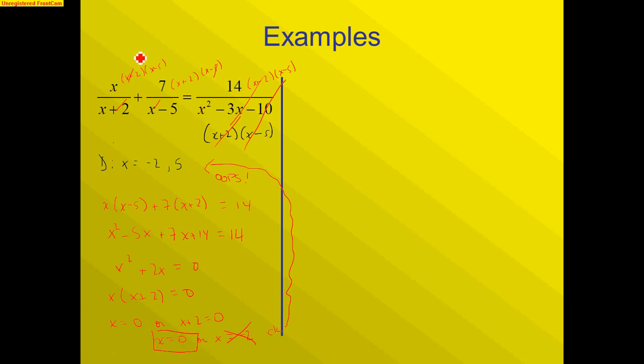And if you go back to the top and find out if you put 0 here, 0 over 2 is 0 plus 7 over negative 5 to 0. Is that equal to 14 over negative 10? Oh, I forgot that I wrote these down.